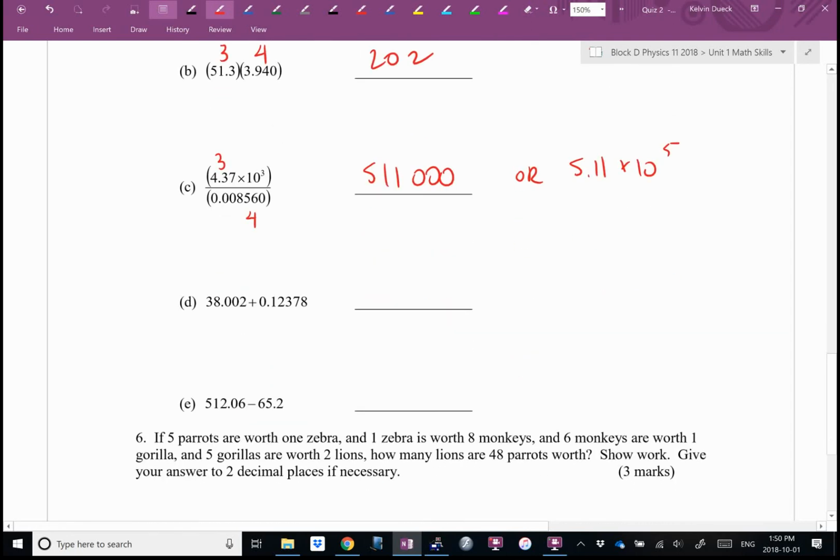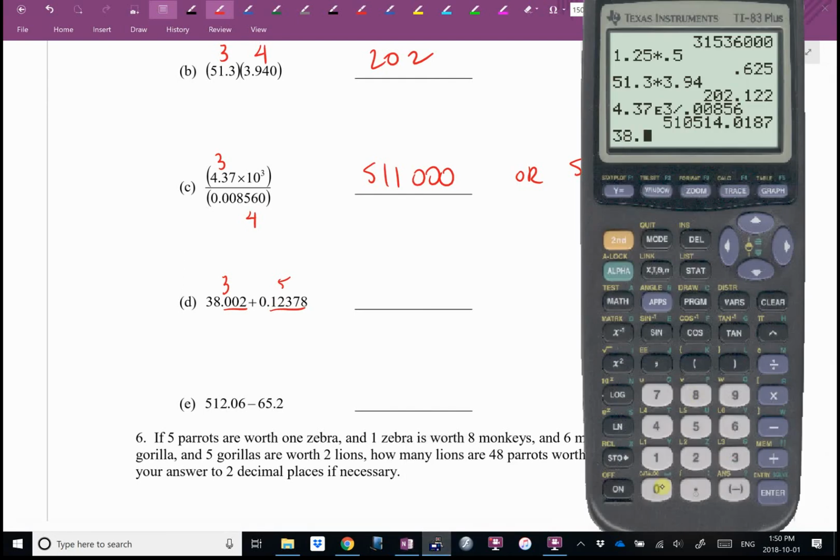Adding, subtracting. I know this is 5 sig figs. This is 5 sig figs. I'm not going to use that. I'm going to use decimal places. This is 3 decimal places. This is 5 decimal places. I'm going to go to 3 decimal places. 38.002 plus 0.12378. How many decimal places? Right to there. Is that 5 going to stay a 5 or become a 6? So 38.126, all or nothing.